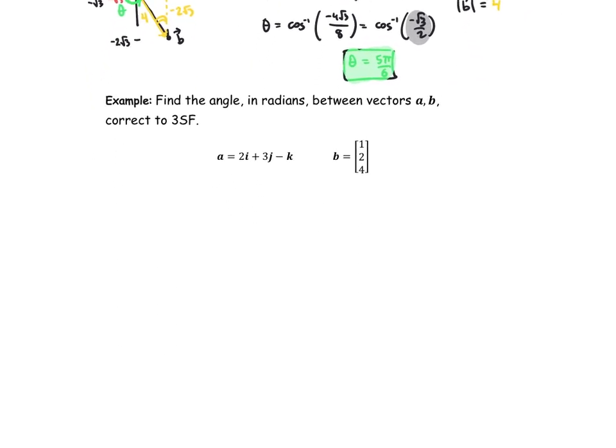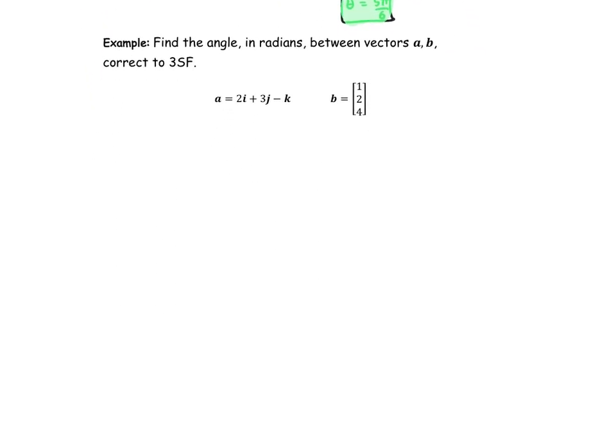In this next example, we're going to find the angle in radians between these two vectors, but now the vectors are three-dimensional. So we got to do the same process that we did in the last example. We got to find the scalar product of A and B. I'm going to do it without laying it all out here. I'm going to go 2 and a 3 and a negative 1, and I'm going to multiply the components together and add them together.